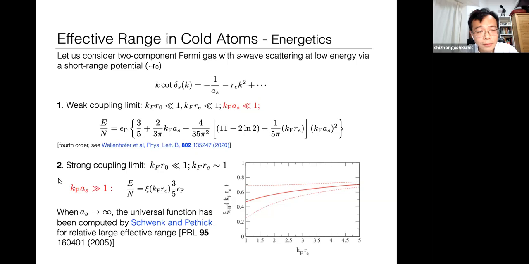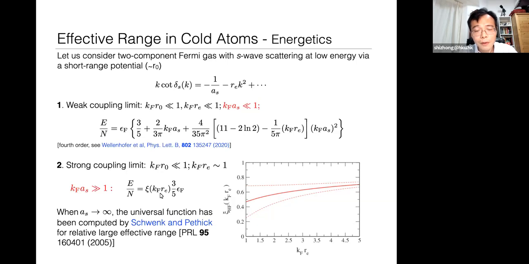But the k_F a, this is going to be very, very large, which means that it's going to be close to unitarity, where we have a scattering resonance. So in that case, actually, Schäfer and Pisek have done an effective range effective field theory calculation, and for their effective field theory to be applicable, they require this k_F r_e to be essentially of order 1 or larger than 1 for their expansion to be correct.